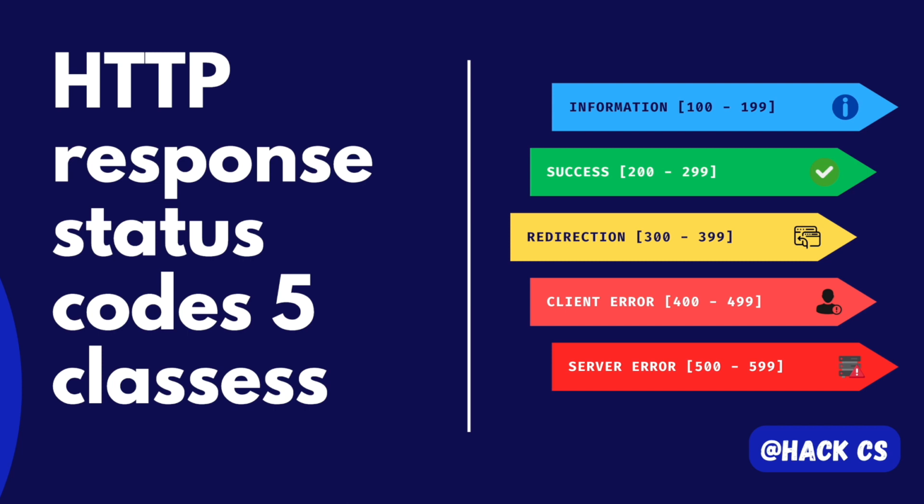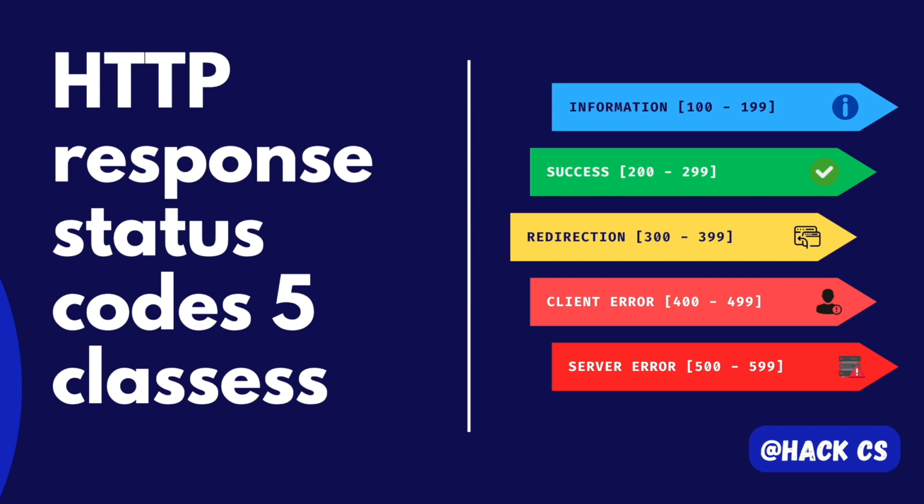So for example, the information response. In the information response we have 4 types. 100 is for continue, 101 is for switching protocols, 102 is for processing, and 103 is for early hints. These codes help the requester understand what type of information the server is returning.